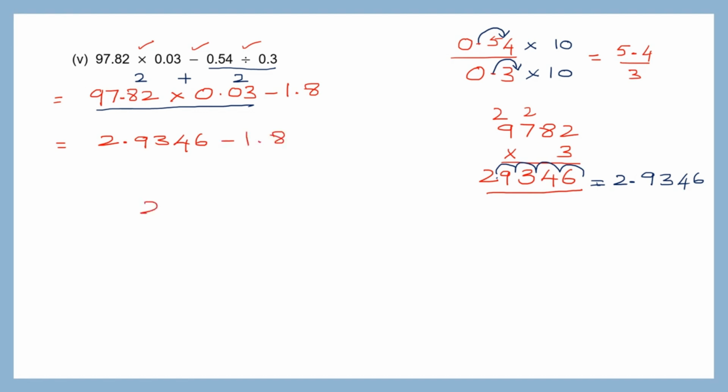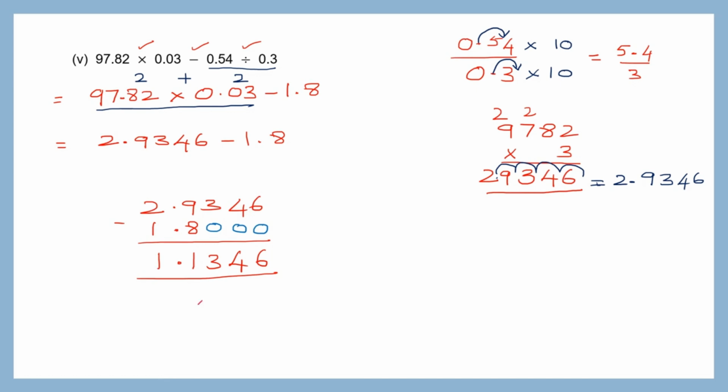So let's do the last step here. 2.9346 minus 1.8. So I have two decimal numbers, subtraction. I'm going to put the zeros and make them like decimals. So let me start the subtraction. 6 minus 0 is 6. 4 minus 0 is 4. 3 minus 0 is 3. 9 minus 8 is 1. And 2 minus 1 is 1. So what's my final answer? My final answer is 1.1346.